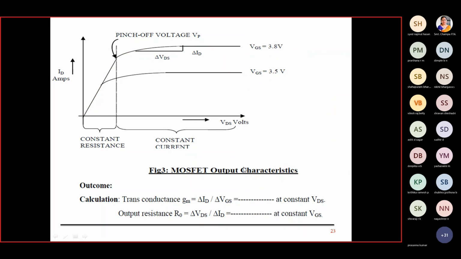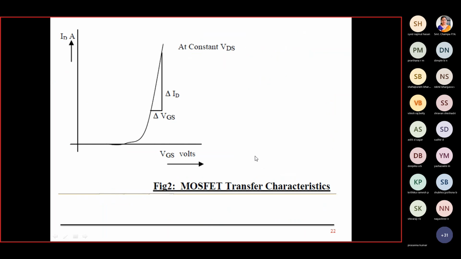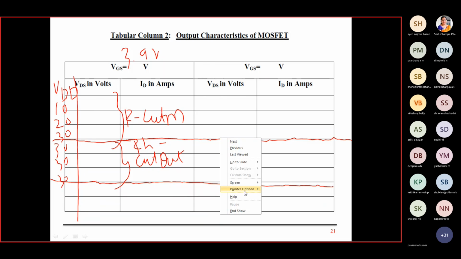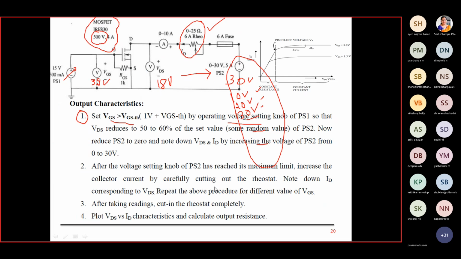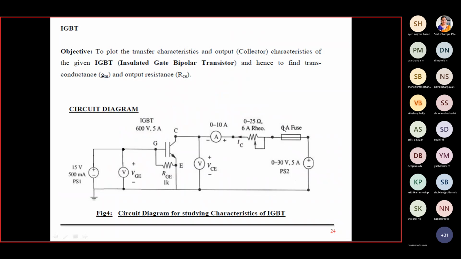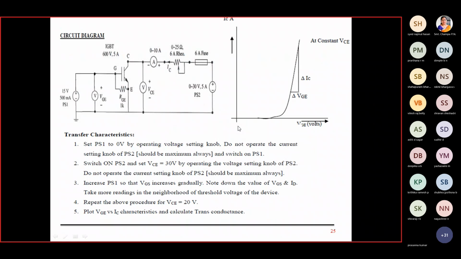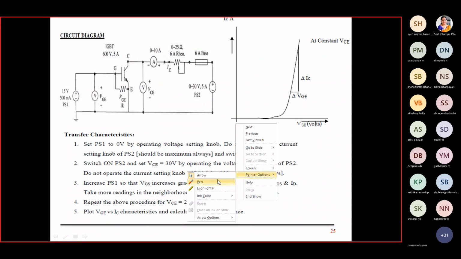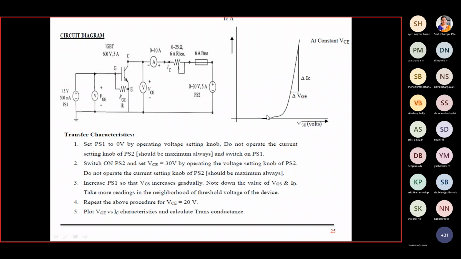So that's about the output characteristics. We should understand that for a MOSFET, VGS threshold is somewhere at 3.5 to 3.9 volt. But for IGBT, the experiment remains the same, no changes. For IGBT, the VGS threshold is around 5 volts, 4.5 to 5 volts. From 5 volts onwards only, the collector current starts flowing in the IGBT.